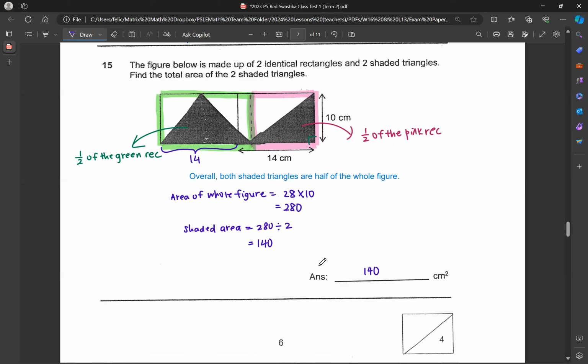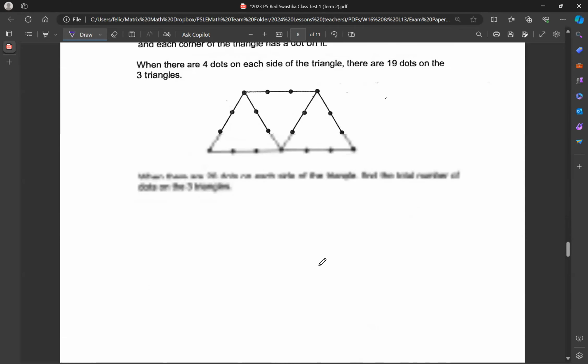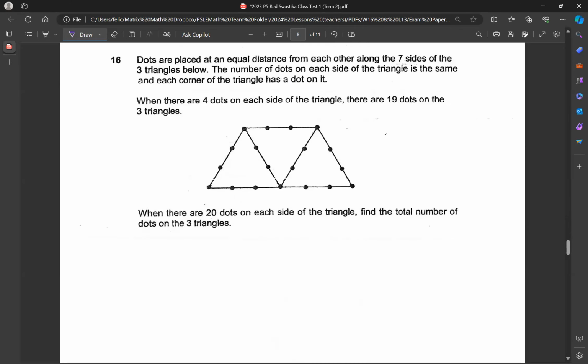Okay, and I'm going to go on to the next question. Question 16. Okay, some of you may find this challenging as well. Okay, so dots are placed at an equal distance from each other along the 7 sides of the 3 triangles below. So there are 7 sides, 1, 2, 3, 4, 5, then inside 6 and 7. Okay, the number of dots on each side of the triangle is the same and each corner has a dot on it. So when there are 4 dots on each side, as shown here, one side is 4 dots, 1, 2, 3, 4, then there will be 19 dots on the 3 triangles. So if you count together, there will be 19.